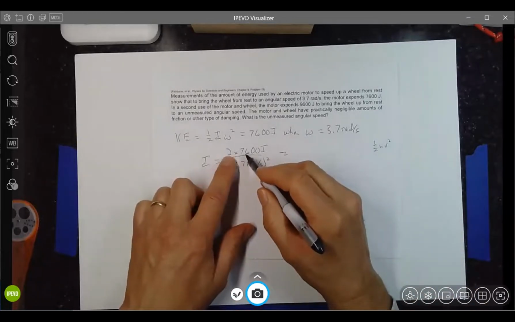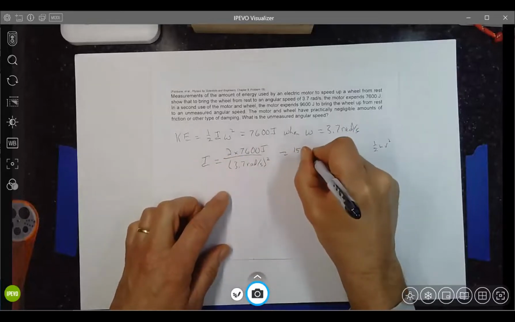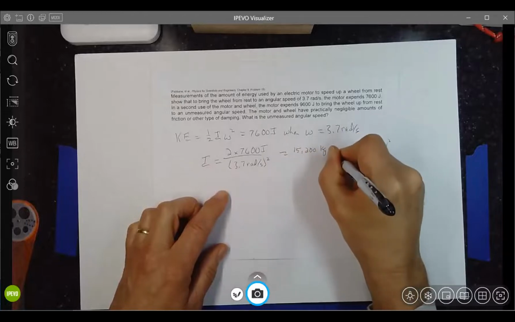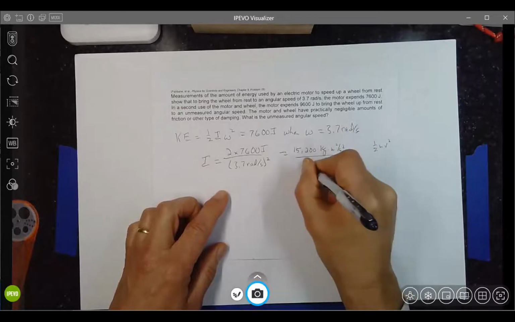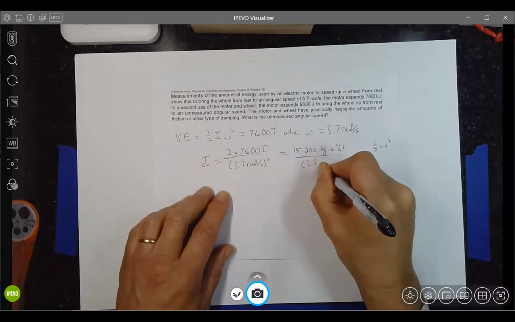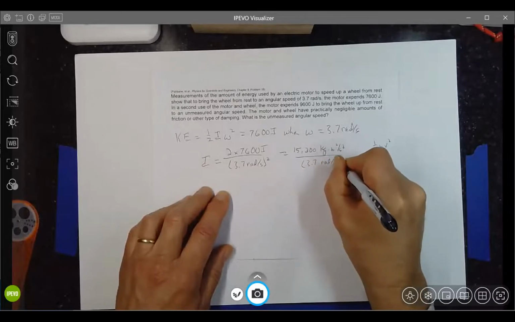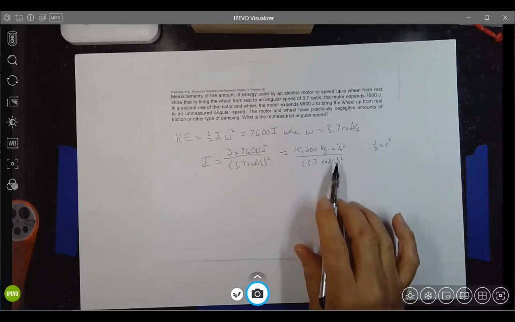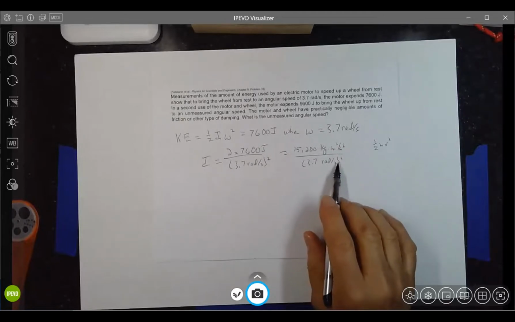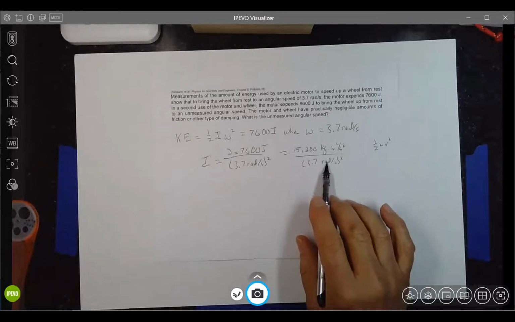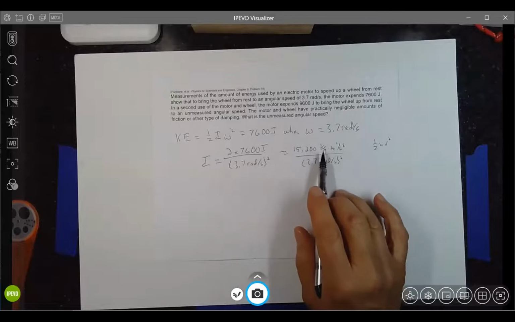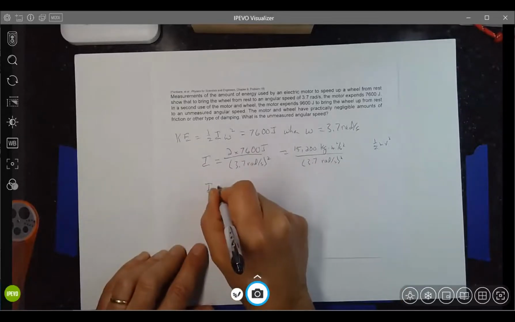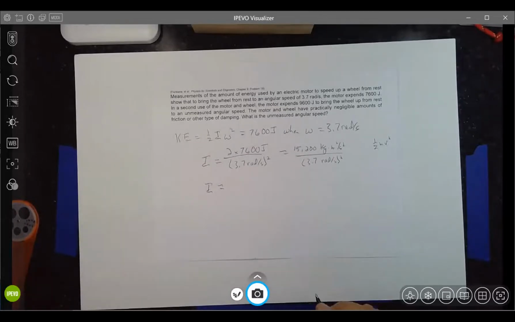So in my head, I'm going to do 2 times 7,600, 15,200 kilogram meters squared per second squared divided by 3.7 radians per second squared. And again, the radian is just a placeholder unit. I've got per second squared on top, and I'll have per second squared on the bottom. And the radian, I'll just let it disappear because it's just a placeholder. And I'll end up with kilogram meter squared for the units of rotational inertia, which makes sense. I'm going to go ahead and write the number down first. And I only have 2 sig figs, so.